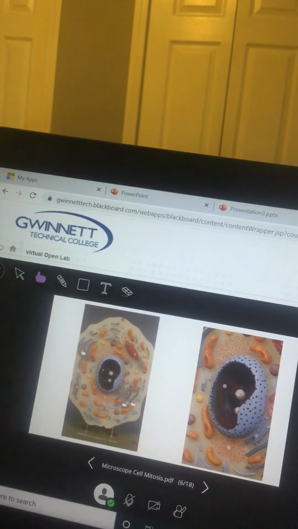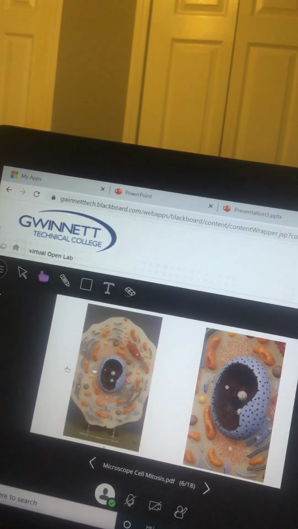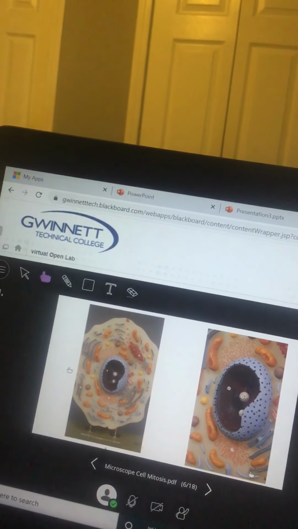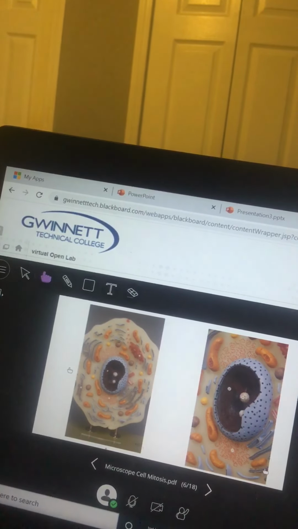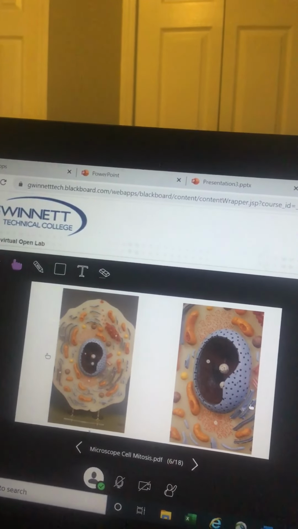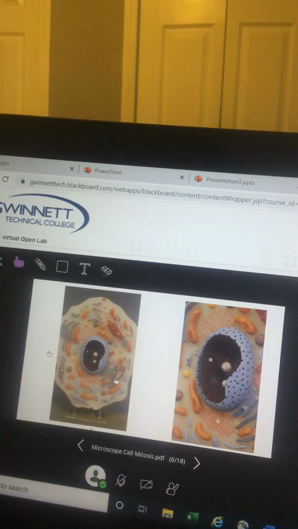This is smooth. You don't have those little red raised areas. See here, the little red raised areas. So this makes this rough ER. If it doesn't have that, it's smooth ER. There's a difference.